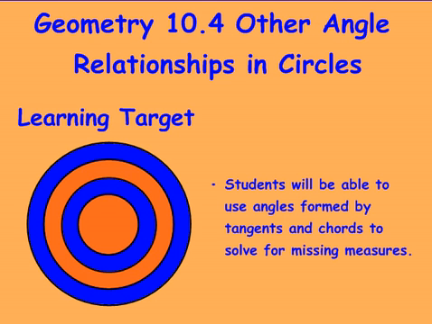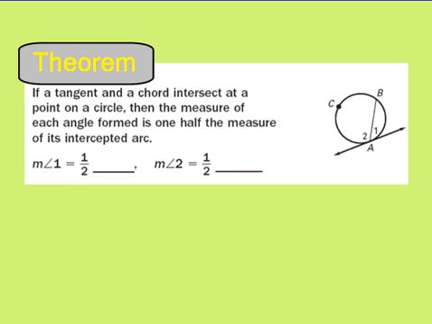Section 10.4, Other Angle Relationships in Circles. So at the end of this lesson, you should be able to use angles formed by tangents and chords to solve for missing measures. So far we've talked about a lot of different theorems that have to do with angles and chords and lines that are associated with circles, and today we do have some more.